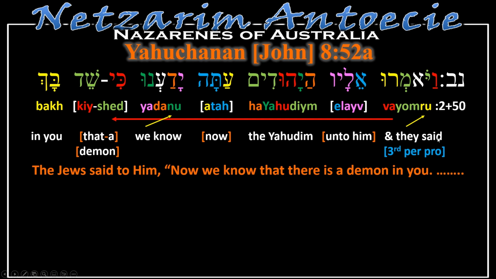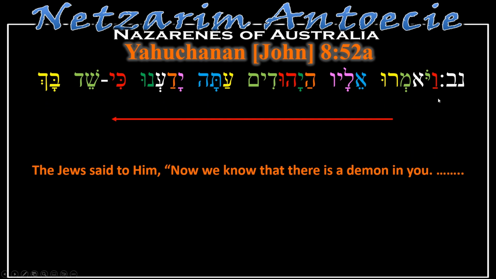Vayomru, and they said, because it's a third person pronoun on the end. Eliv, unto him, ha-Yehudim, the Jews, ata, now, yada nu, we know, ki, that, shed, a demon, bak, in you, with of course the kaf at the end being you. The Jews said to him, now we know that there is a demon in you. And so we read it. Vayomru eliv, ha-Yehudim, ata, yada nu, ki, shed, bak.